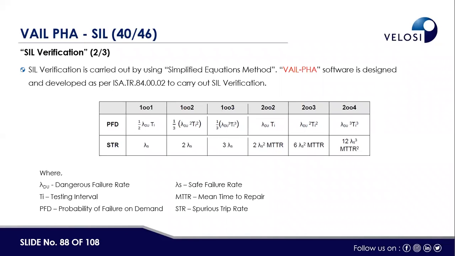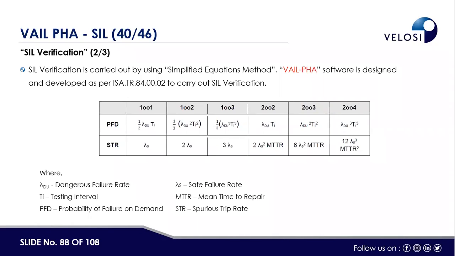Then we have to make some hardware changes, like adding some protection layer so that our target SIL will be reduced. We have to change the equipment to one with an improved failure rate, or we have to change the architectural voting. By this we can ensure that we meet our target SIL.